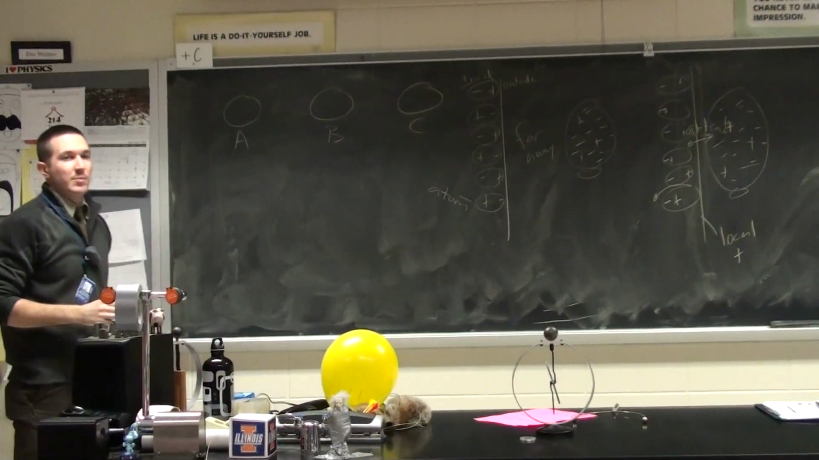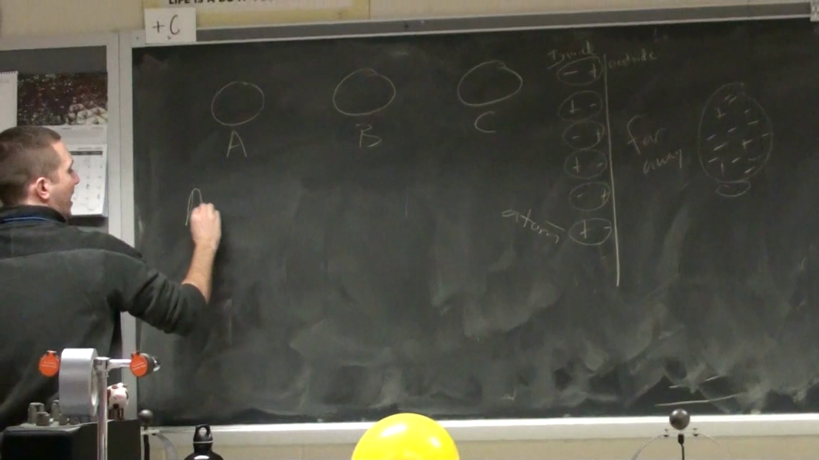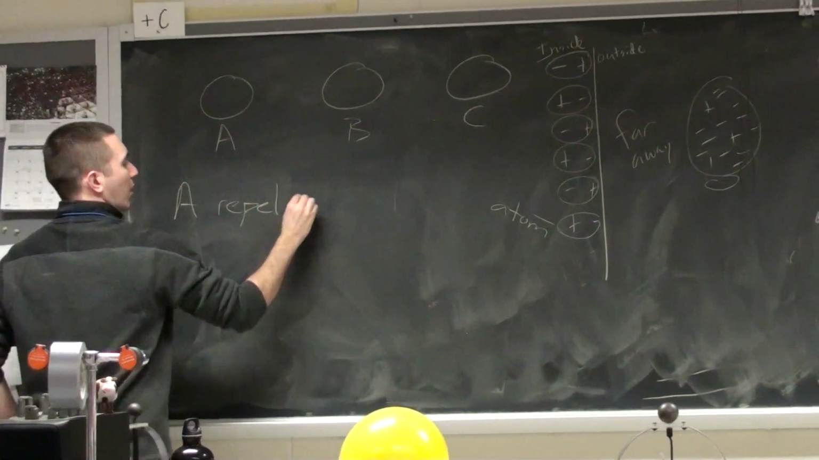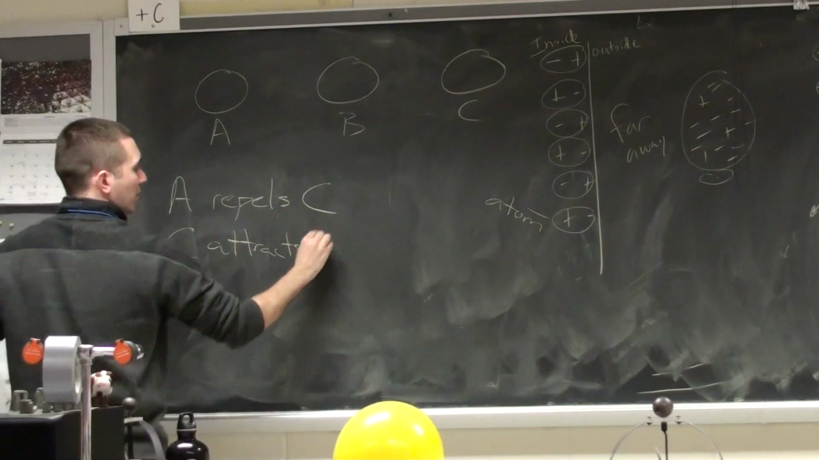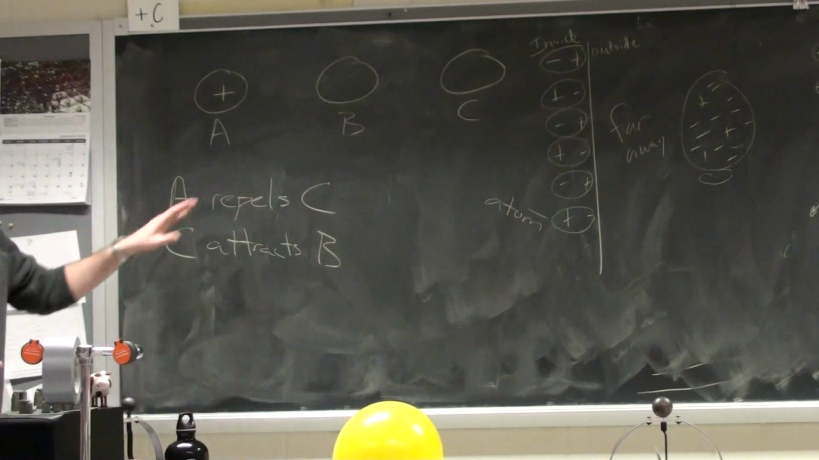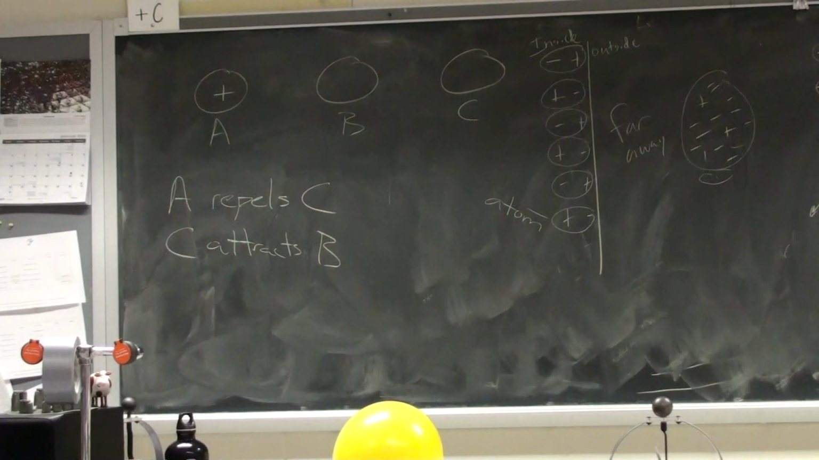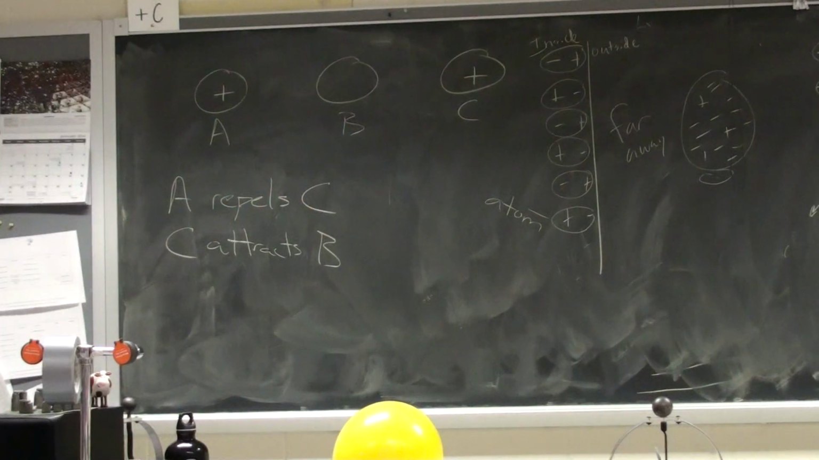I want to know what happens with A, B, and C. I'm going to say A repels C. C attracts B. I'm also going to tell you A is positive. I want to know what are B and C. So let's see, A repels C. What is the only time that you have repelling forces? If they're the same. So that means C has to be the same as A.